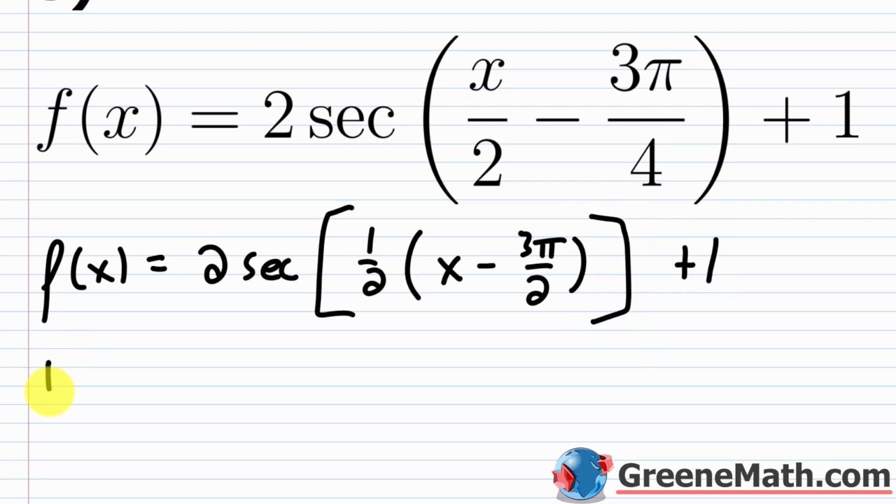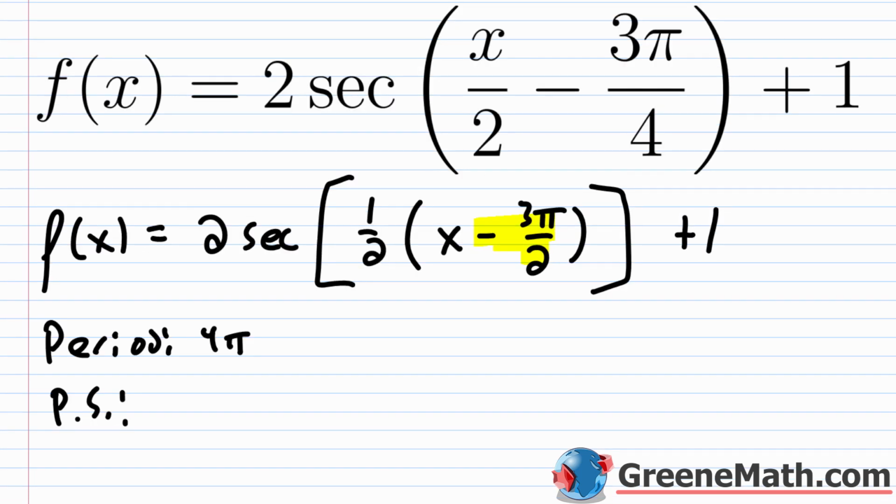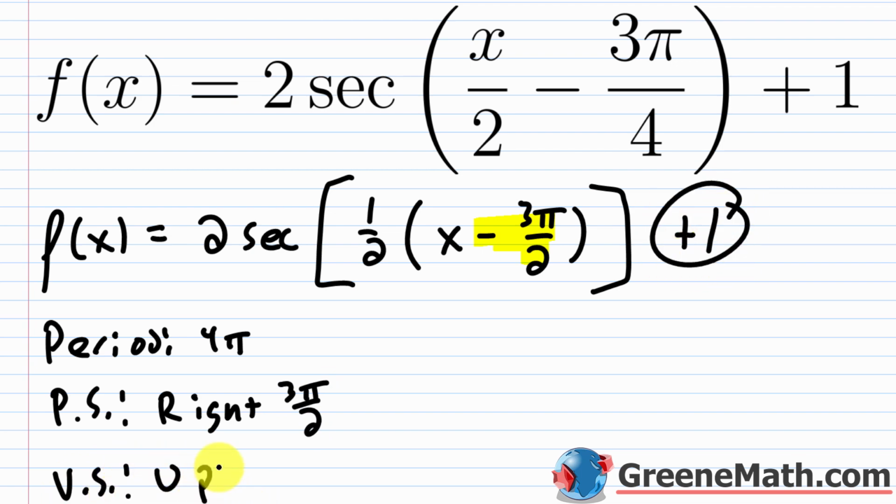Okay, so looking at the period, this is the first thing we want to know. You're going to have 2 pi divided by 1/2, so that's 4 pi. Looking at the phase shift, we know that we have this minus 3 pi over 2. So I'm just going to add 3 pi over 2 to undo that. And so that's going to give me a shift to the right. So to the right, 3 pi over 2. Then the vertical shift here, you have this plus 1. So I'm just going up 1.